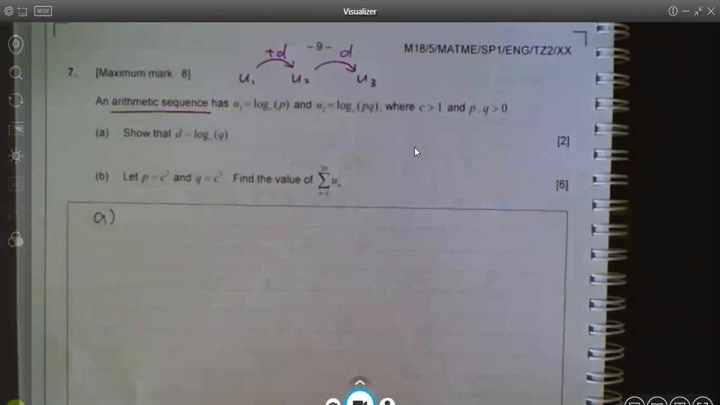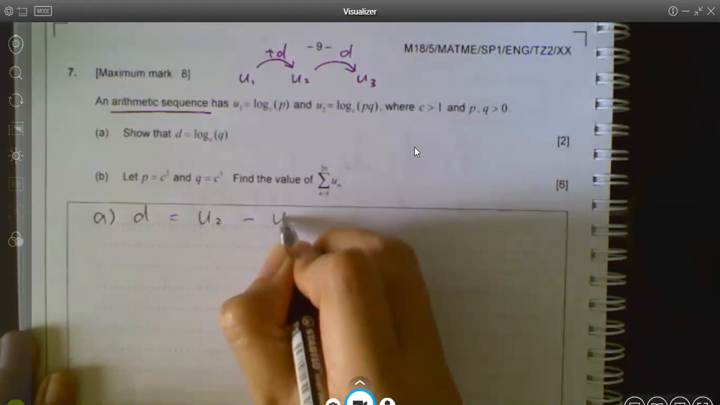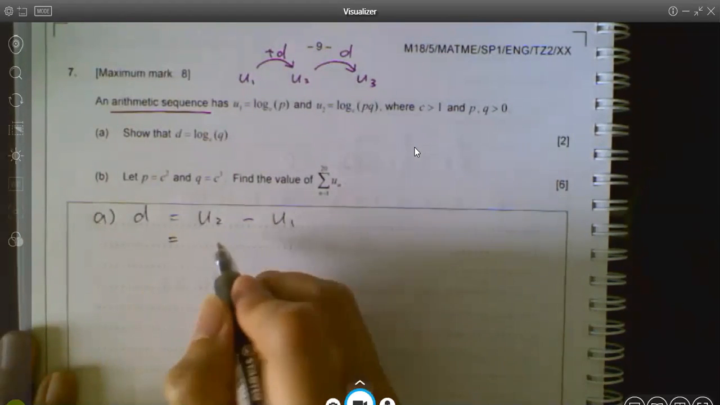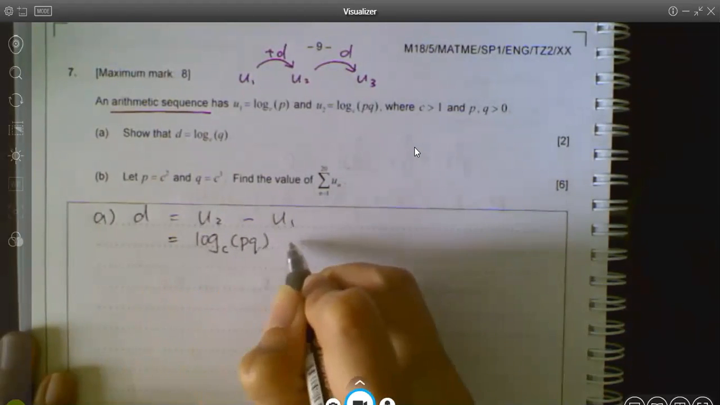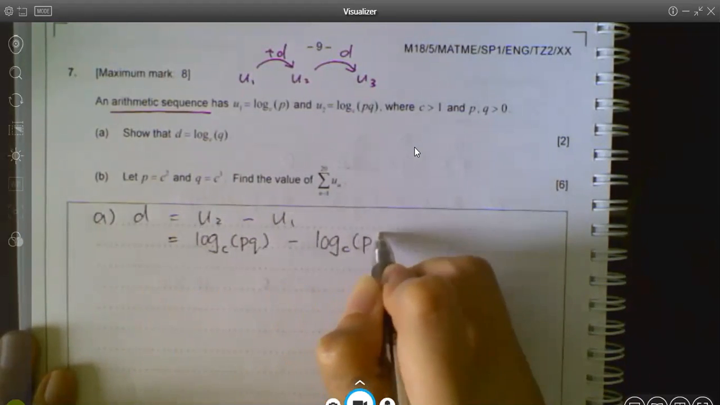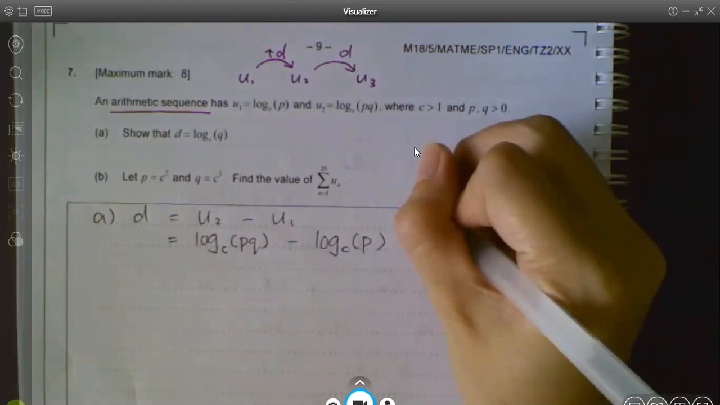So I will write down d would be u2 subtract u1. And I will write down the expression that we are given: log base c of pq subtract log base c of p. Next, I like to use logarithm rules to simplify the expressions I have, namely the multiplication.